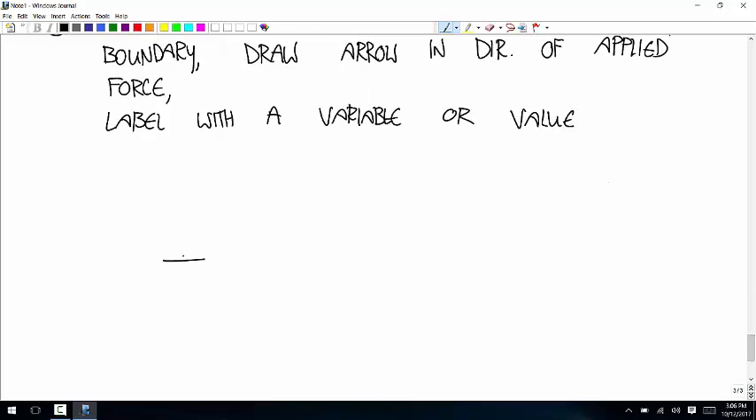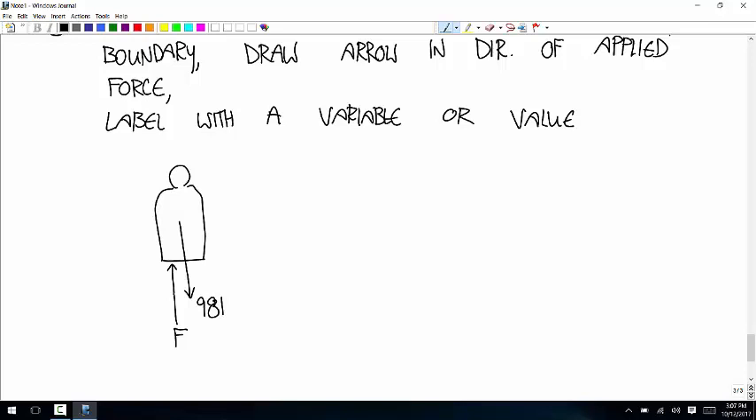So, for example, the guy on the scale would have a force of 981 acting down from the weight, and then an upward force, I'll call it F, applied by the scale. Any questions about that? Yeah. You can just leave the units off.